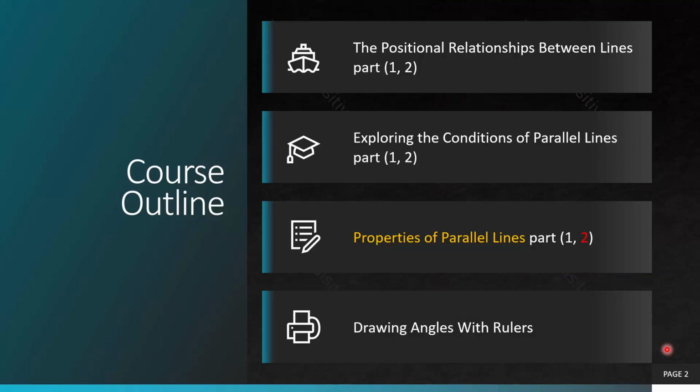This is part 2 of our lesson, Properties of Parallel Lines. Part 1 was all about the different properties of parallel lines, including angular relationships and linear relationships. Now we're going to use all the information we learned from the last lesson and apply it to problems. In this lesson, we're going to be doing lots of practice problems where we have to prove that two lines are parallel.